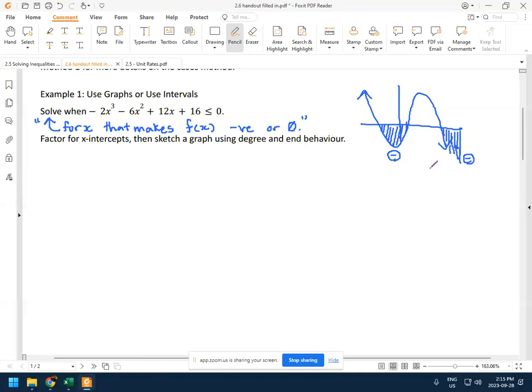Let's do it algebraically. First things first. If you want to start graphing something, you need to identify what these x-intercepts are. So let's do it. How do we go about factoring this? The factors which make b over a true are factors of 16 divided by factors of -2.